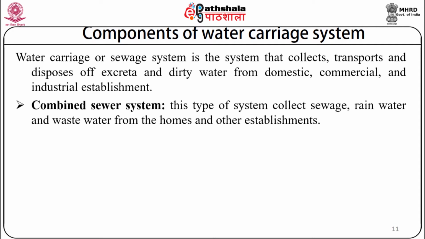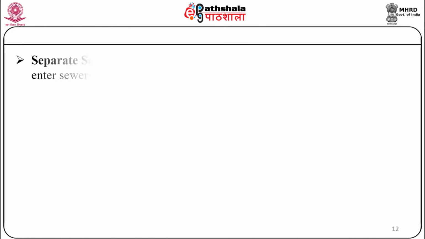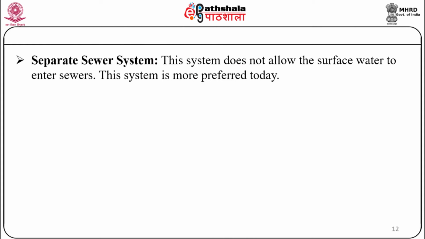There are various types of sewage systems. One is the combined sewage system. This type of system collects sewage, rainwater and wastewater from homes and other premises together. It means its quantity will be very huge and therefore disposal becomes very challenging. There can be separate sewage systems. This system does not allow the surface water to enter into the sewers. This system is more preferred today.